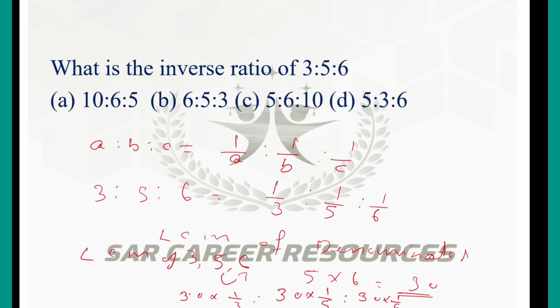30 into 1 by 3 is 10. 30 into 1 by 5 is 6. And 30 into 1 by 6 is 5. So 10 is to 6 is to 5 is the final answer. Hope it is clear. Option A is the right answer.